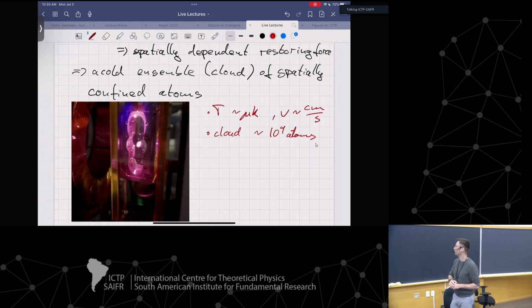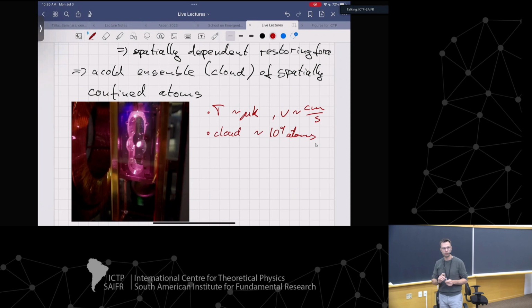It's actually really nice in these atom arrays that we don't have to do that. And that's, I think, one reason why this atom array field is exploding quite a lot, because some of the experimental challenges are not as big as making Bose-Einstein condensates. The challenges are then on other fronts, as I will show you.